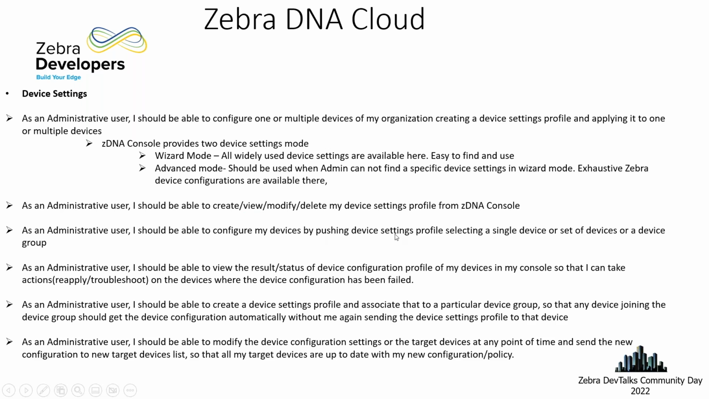Then once I create those device settings profiles, I should be able to see the result of those in a view. And this is interesting, actually. If I want to create automation, earlier we talked about the groups. I have created a group, and if I say this group should have this device settings profile, then any devices joining that group later should automatically get the device settings profile without me needing to send it to the devices each time a device joins, right? So that automation was also possible.